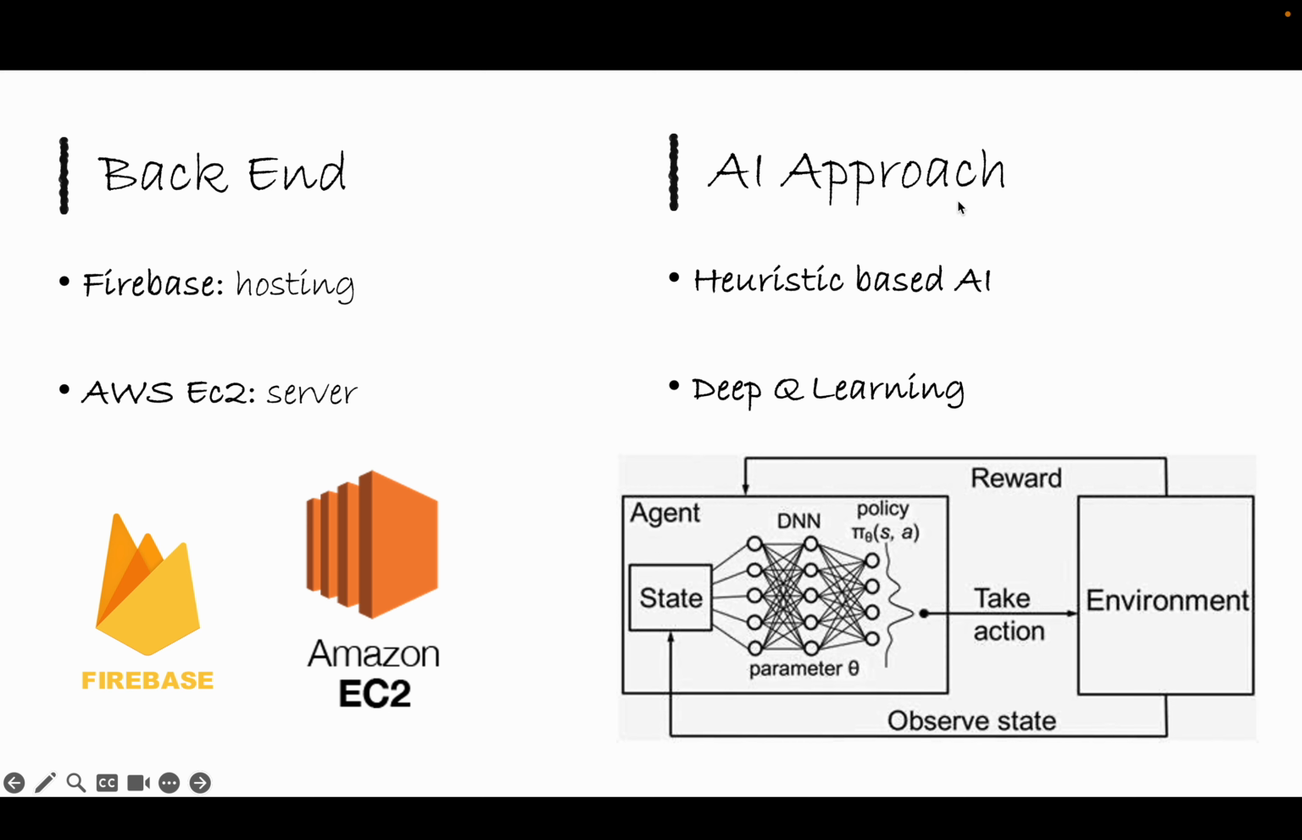As for the AI approach, we actually investigated two different approaches. The first one is heuristic-based AI, which we will talk about later, and the second one is DQN learning. Here's a graph illustrating what it does. There are two main components, the agent and the environment. The agent observes the environment, and based on the current state, it takes an action. The environment, based on the action taken, gives back a response or rewards to the agent. The agent then, based on the rewards, trains its neural network, which is how it makes its decisions.